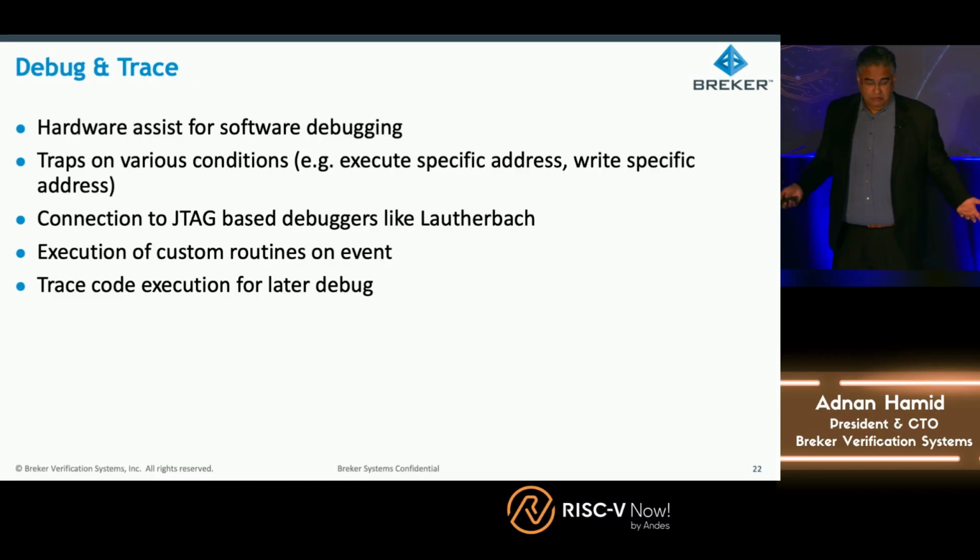It does quite a lot, right? So you can trap on various conditions when you execute a particular address or when you write to a specific address and so on. The idea is that JTAG connects to some translation layer to this debug logic. You can put custom code in the debug module that gets run by the debugger. You can run code and trace its execution, so all these things can be done.